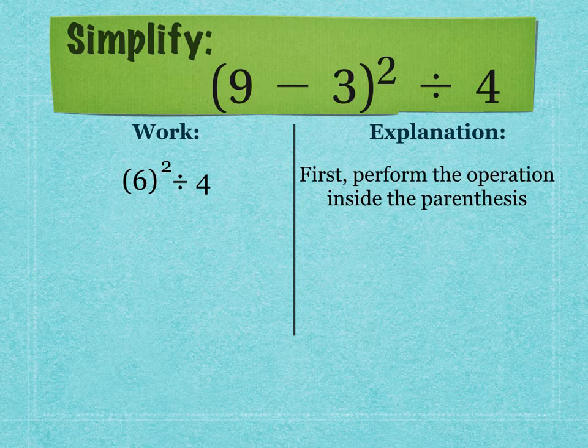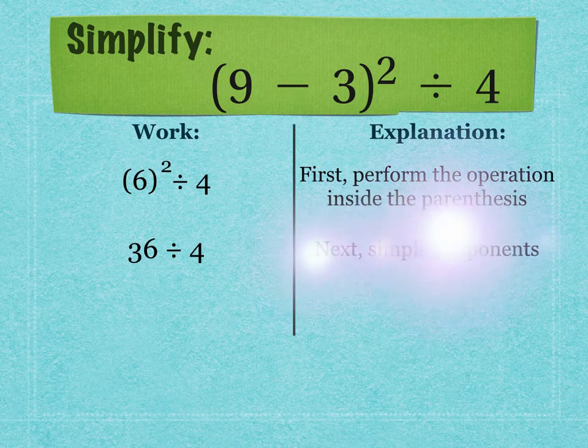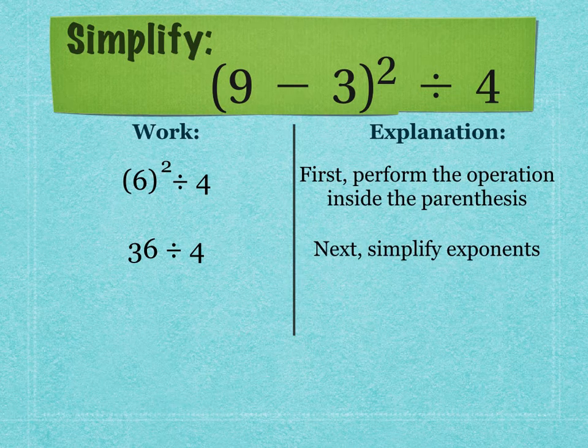Next, we're going to look for exponents, and in this case, we do have an exponent. 6 squared is 6 times 6, which is 36, and then bring down divided by 4. In the explanation side, I would say next, simplify exponents.